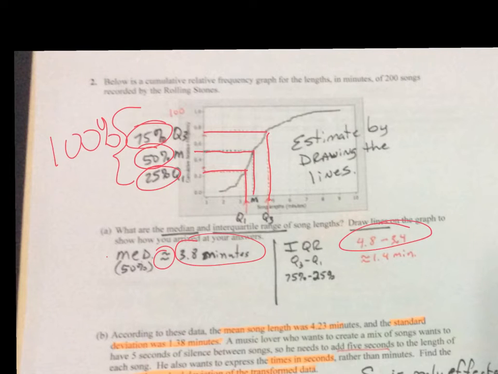And there's always some room for just the way you draw your lines and so forth. So it'd probably be between 1.2, maybe up to 1.5, or even 1.4, depending on how you draw your lines. And that's how you show your work, is by drawing the lines.